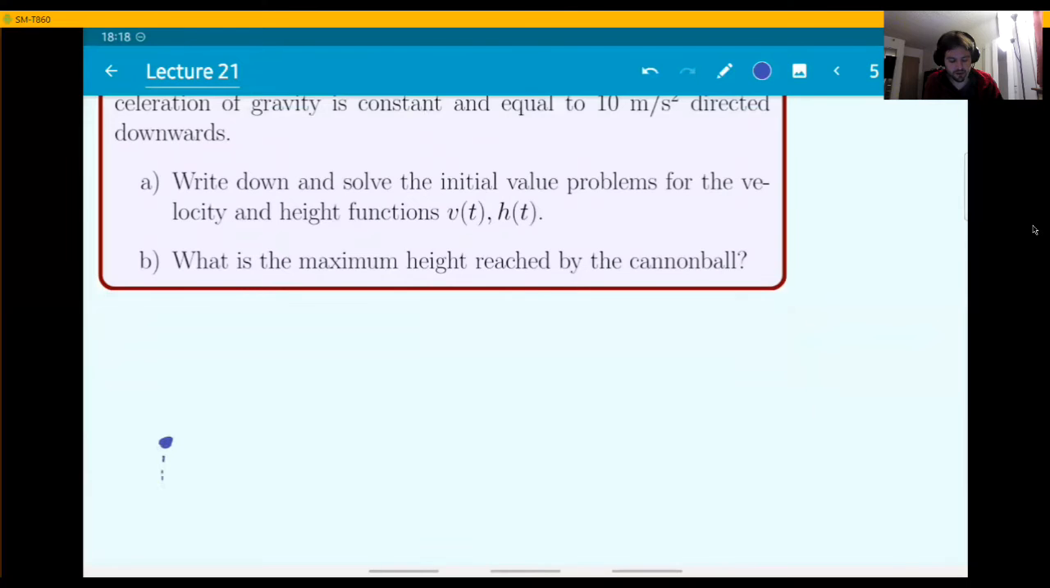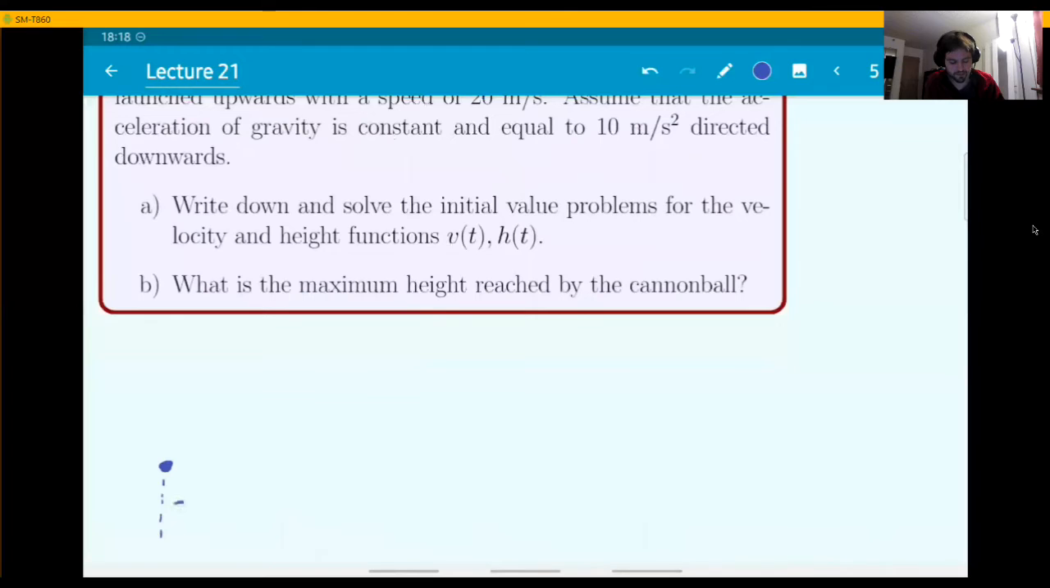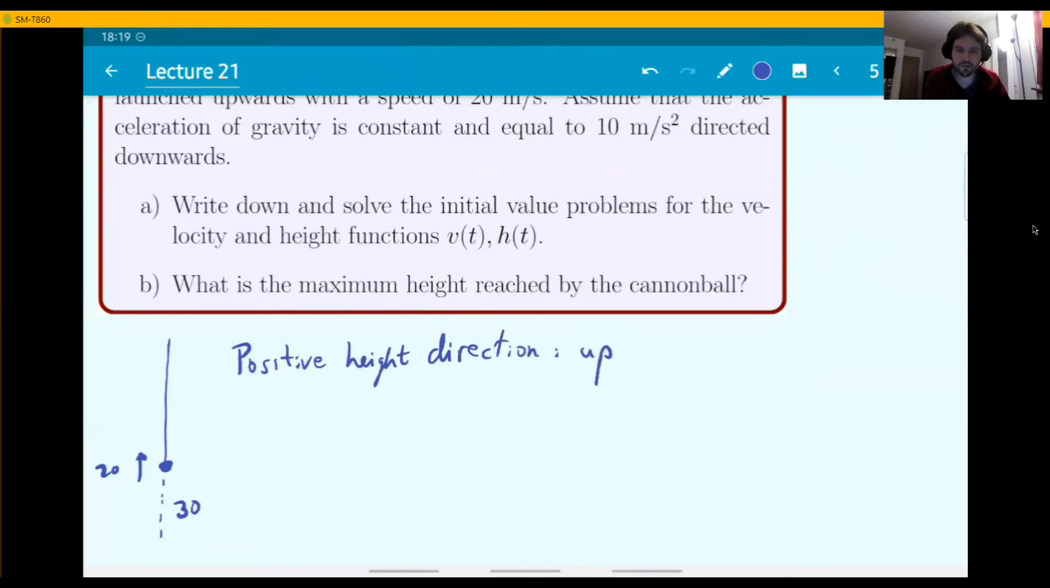The cannonball initially is 30 meters above the ground, and initially going up with a velocity of 20. So it's going to go up, but then it starts falling back down again, acceleration of 10. So let's say the positive height direction is up. This is really up to you. You can define it to be down as well.